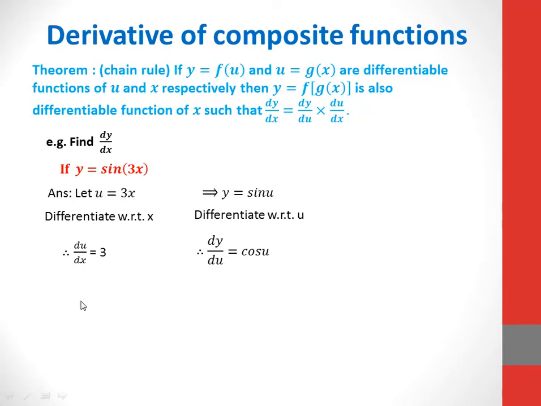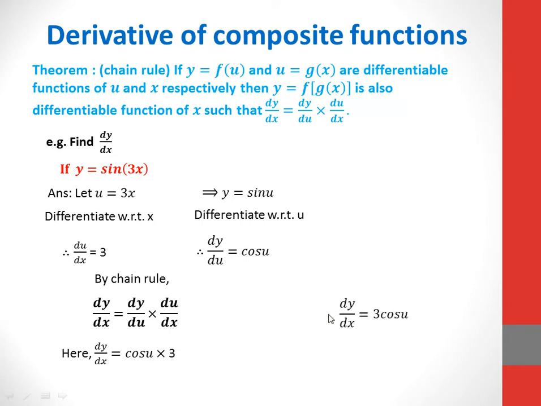Now by this chain rule, first of all we will write the chain rule. dy by dx is equal to dy by du into du by dx. Just put the values here. dy by du is cos u into, this is 3. So this can be written as dy by dx is equal to 3 into cos u. Now again resubstitute the value of u as 3x that we have considered. So finally we get dy by dx is equal to 3 into cos 3x. So this is the final answer of this derivative.